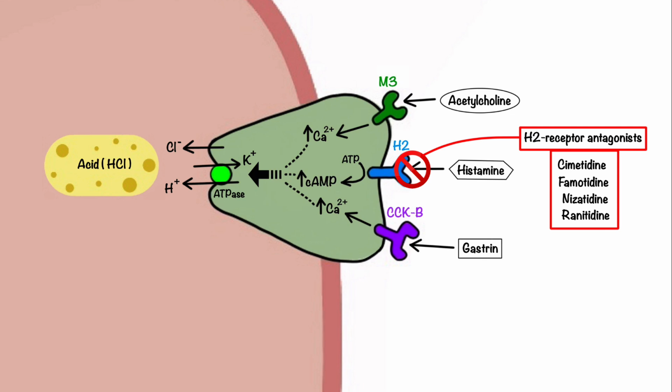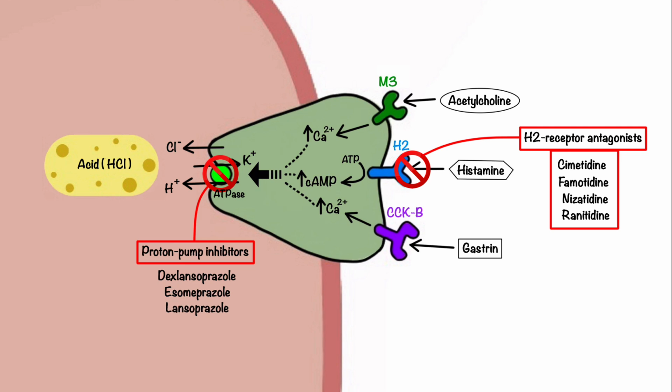Now, another pharmacological approach is to directly disrupt the functioning of the proton pump responsible for acid secretion. This can be achieved with the use of drugs called proton pump inhibitors, which work by binding to the hydrogen-potassium ATPase and suppressing the secretion of hydrogen ions into the gastric lumen. Drugs that belong to this class include dexlansoprazole, esomeprazole, lansoprazole, omeprazole, pantoprazole, and rabeprazole.